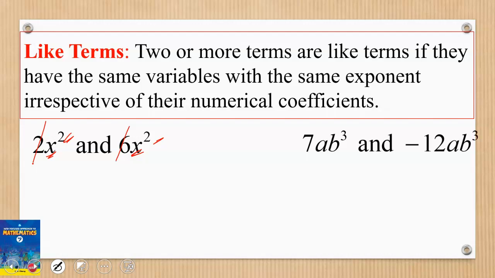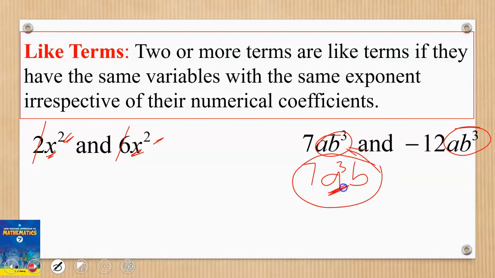So here we can see 7ab cubed and negative 12ab cubed. So far as the variables are the same with the same exponent, we'll say they are like terms. But take note, if this happens to be 7a cubed b, I can't match this and say they are like terms. No, because the exponent of a is cubed here, but the exponent of a there is power 1. For that matter, we can't say they are like terms. All right. So again, here we have s to the power 3 y and 4s to the power 3 y. So they are like terms as well.